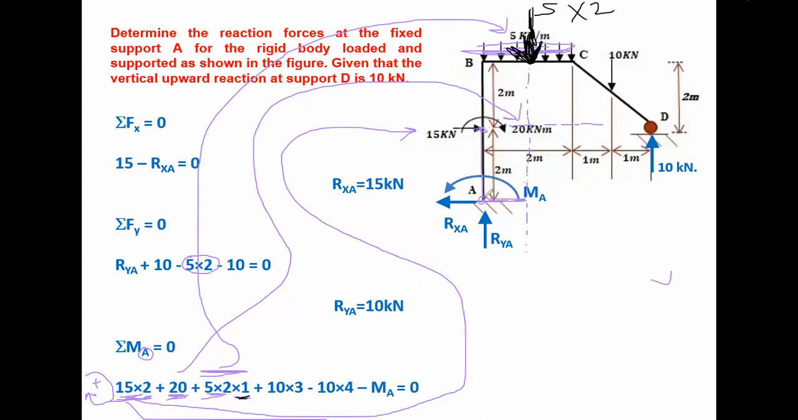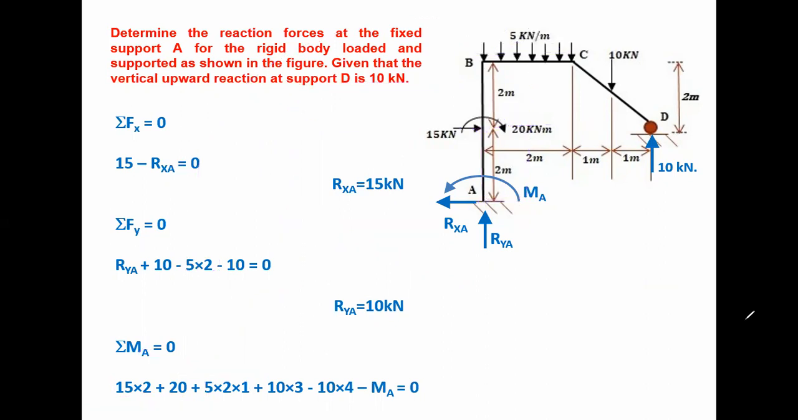So how much is this length? This total length is 2 meter, so this length will be 1 meter. That's why I'm getting the perpendicular distance as 1. In this way, you can determine the moment corresponding to a UDL. Similarly, try to practice some problems where a uniformly varying load is acting, and then try to find the moment. Good.